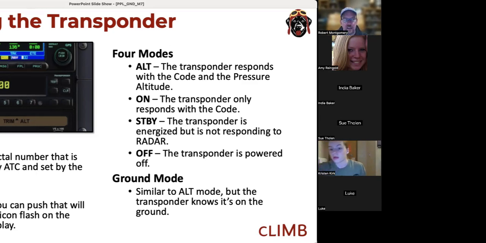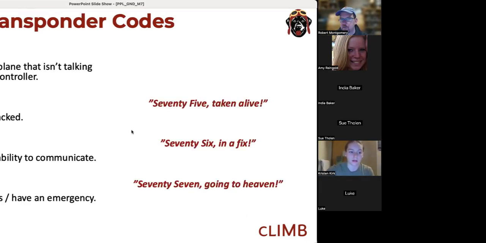Now this is a replica of the Garmin transponder. There are other types of transponders out there. I'll show you a completely different type here in a second. Our Stratus transponders work very similarly to that Garmin transponder.